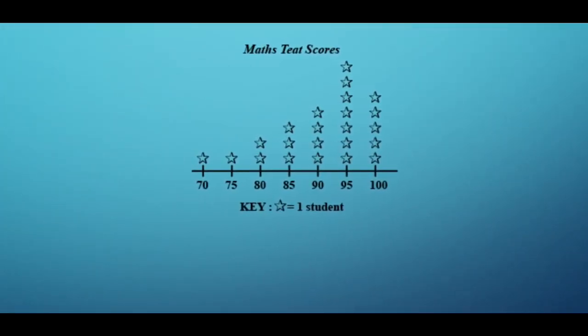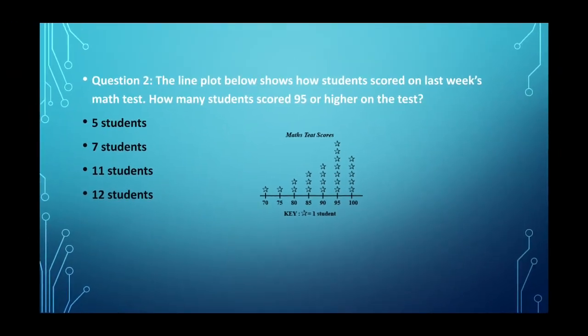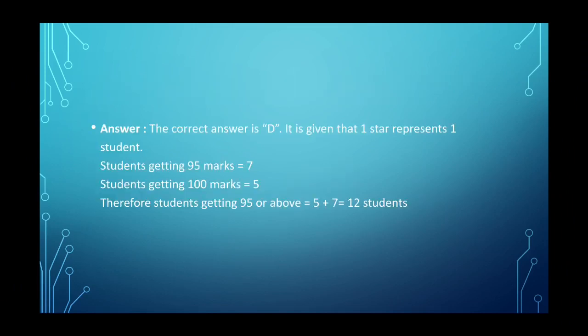So we just need to count those stars here, since each star represents one student. On the score of 95, we will be able to see 7 stars, and on the score of 100, we will be able to see 5 stars. So we just need to add it up, so we will have the answer of 12 students, right? And this is also the solution and answer for that question or example.